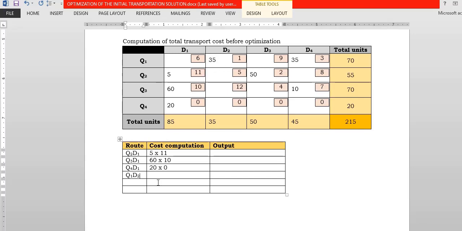Q1D2 is 35 times 1. Then next we have Q2D3. Because this price is empty, we're not going to consider it. So Q2D3 is here. And this one is what now? Q2D3 is 50 times 2. Right, so we have 50 here times 2. Okay. Next we have Q1D4.